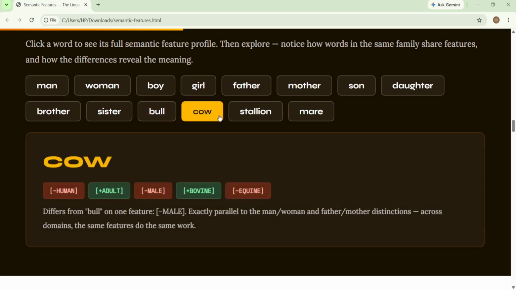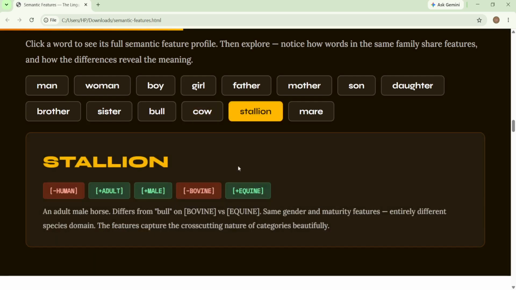So let's look at another one. Cow. It's not a human, it's an adult, not a male. Bovine, that is belonging to the cattle family, and not an equine, which is belonging to the horse family. So it differs from bull in one feature, that is male, exactly parallel to the man and woman, and father-mother distinction across domains.